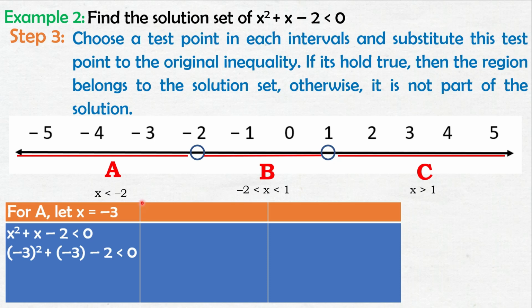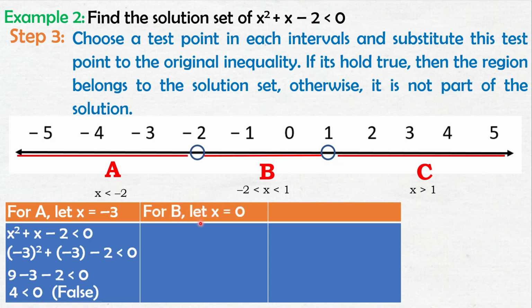So, palitan lang natin si x ng negative 3. So, that is negative 3 squared plus negative 3 minus 2 less than 0. Simplify. Negative 3 squared, that is 9. This is negative 3 minus 2 less than 0. So, simplify lang natin 9 minus 3 minus 2, that is 4. 4 is less than 0. That is false. Kasi si 4 mas malaki kay 0, di ba? So, kaya naging false ito. Hindi naman kasi 4 less than 0. So, ibig sabihin yan, itong mga points under region A or interval A or yung mga numbers na less than negative 2 ay hindi kasama sa magiging solution set natin.